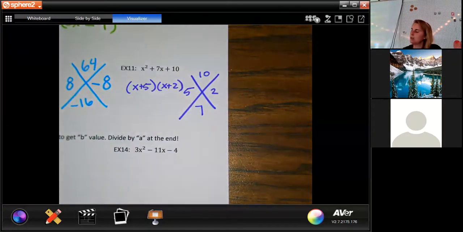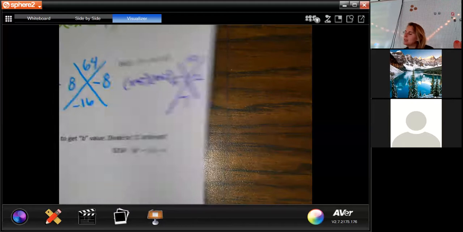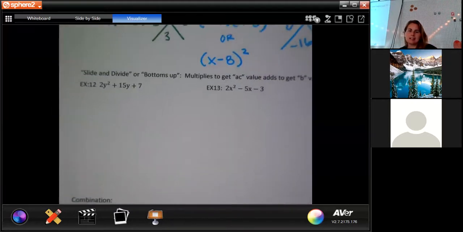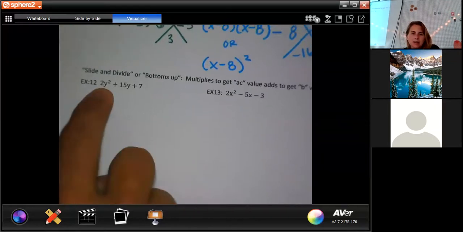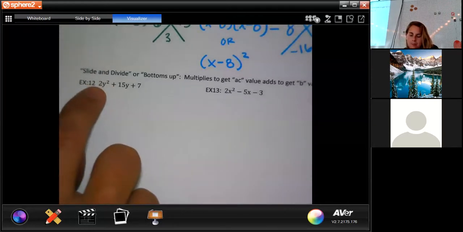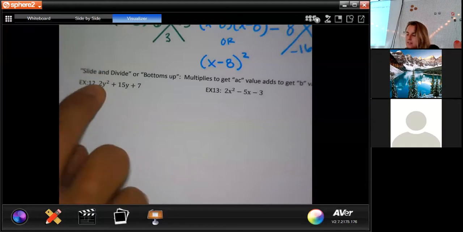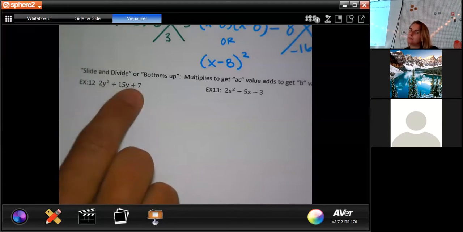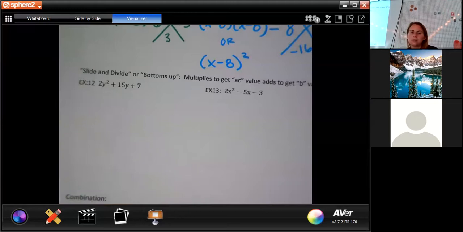All right, very good. Hopefully you remember the X method and how to do those problems. The one you probably are a little rusty on, or most people are rusty on, is the slide and divide bottoms up method. And you know you have to do this method when you see this number in front of the squared term and it is not a GCF, right? I cannot divide a 2 out. So it's not a GCF. There's a number here in front. We're going to do something called slide and divide.